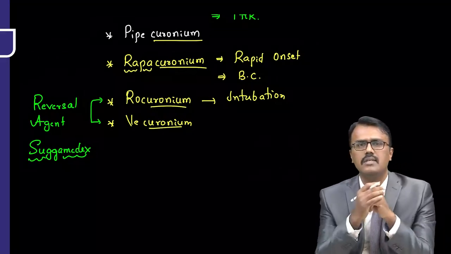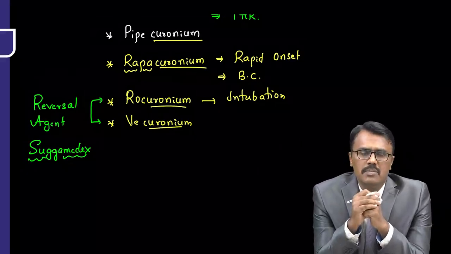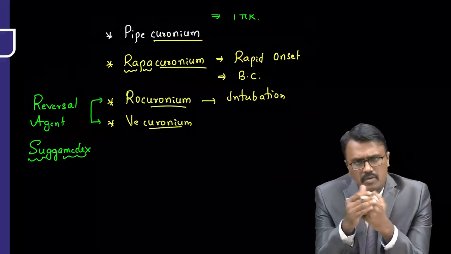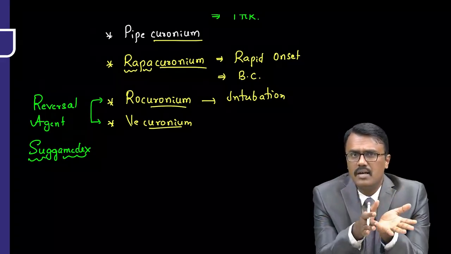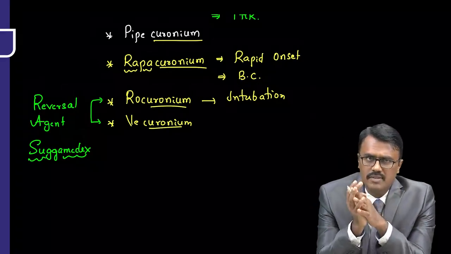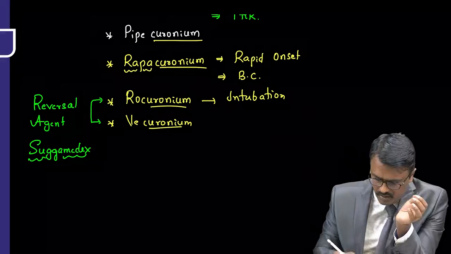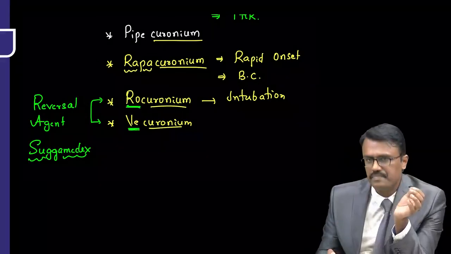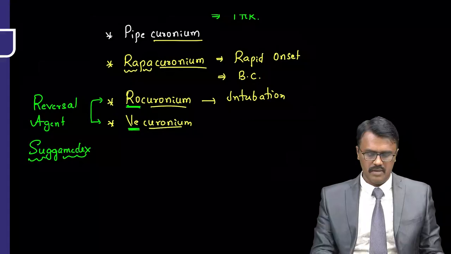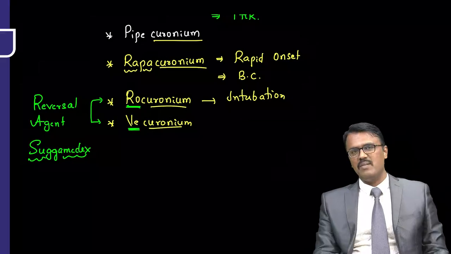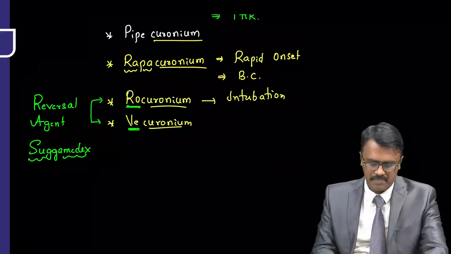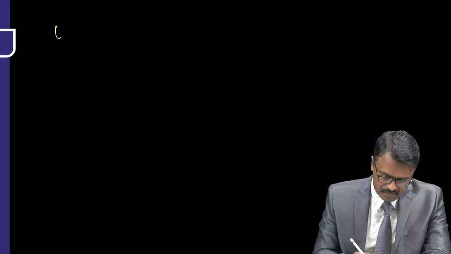The question asked is, sir, can I give neostigmine, pyridostigmine in rocuronium, vecuronium? You can give, but compared to neostigmine, the faster acting is Sugammadex. That's why it is preferred nowadays. Okay, it is approved only for rocuronium and vecuronium. So that is about the non-depolarizing skeletal muscle relaxant. So okay, let us write the uses now.